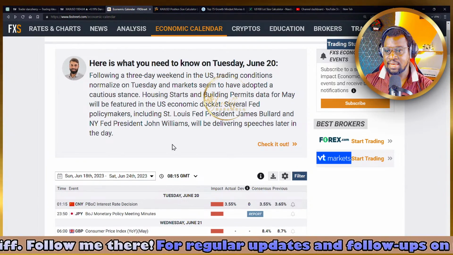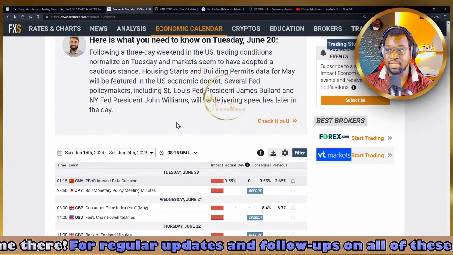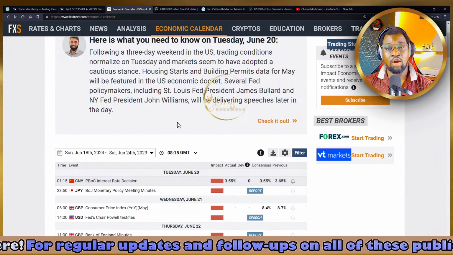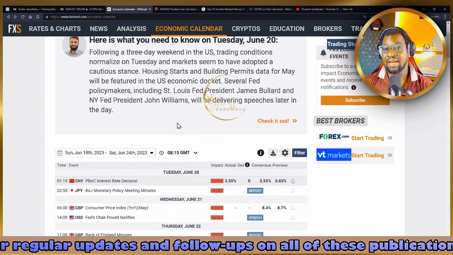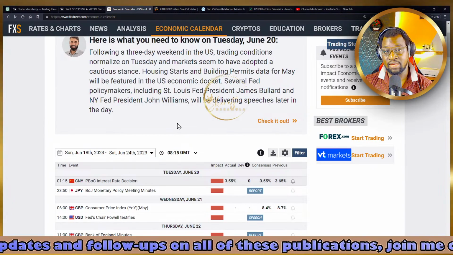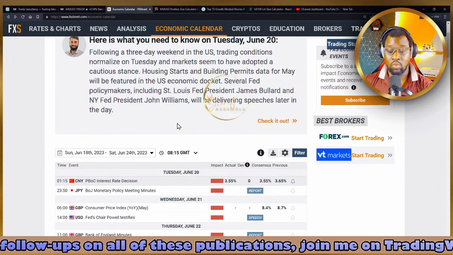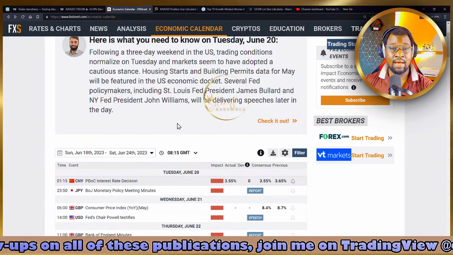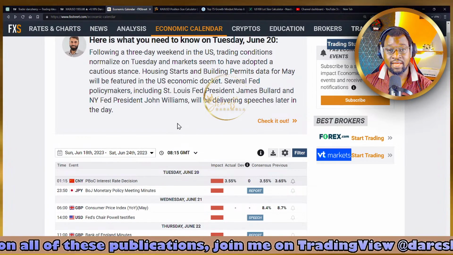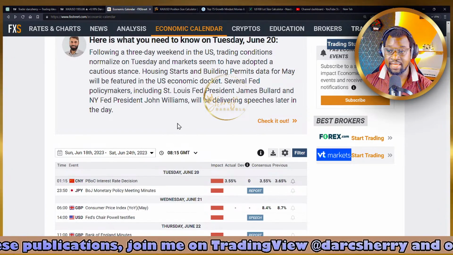So with that being said, let's dive into the economic calendar. And today, Tuesday, June 20th, you know how we do it. We obviously want to focus on high impact events that will be affecting any of the financial instruments that we are monitoring for the week. And considering what we have on our bucket, we are going to be looking out for economic data from the U.S. economy, from the UK economy, and from Japan's economy.